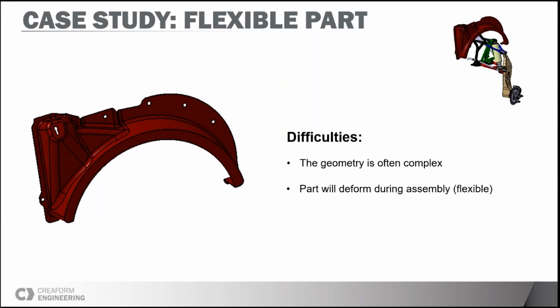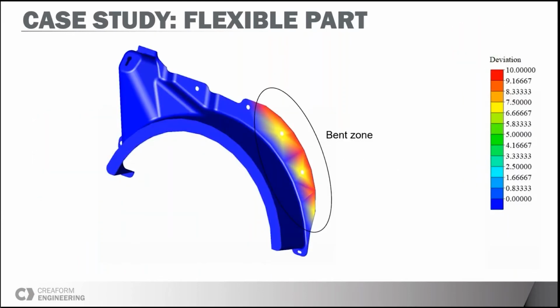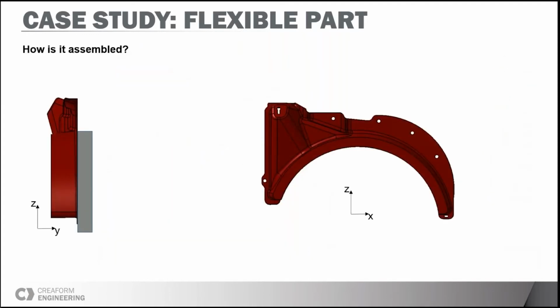Like in the example here, our ATV fender will bend on that flange during the installation. So this is really the main difference with other types of part. The first step when defining datum will be the same as with any other type of part. We will look at how the part is installed in the assembly and mostly in which sequence. This is especially important in the case of flexible parts because a different installation sequence might have a larger impact on the final geometry of the part itself.